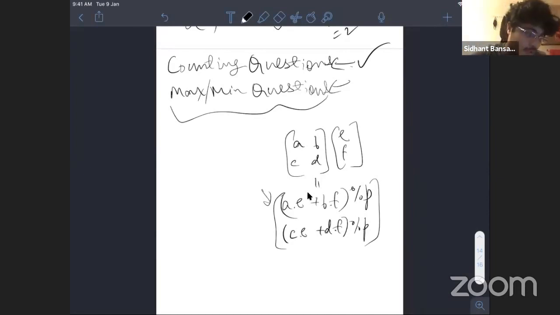I don't know exactly how CodeChef Div 1 works, but I won't say in a contest of say 5 problems, definitely a Matrix Expo question won't be the first 2 problems. It'll definitely be the third or the fourth problem. All right, so that's pretty much it.